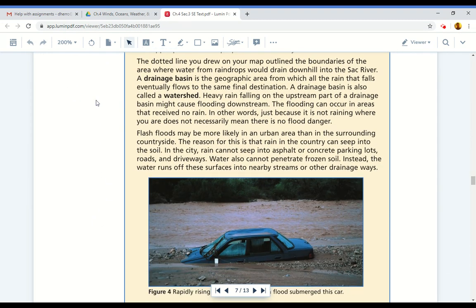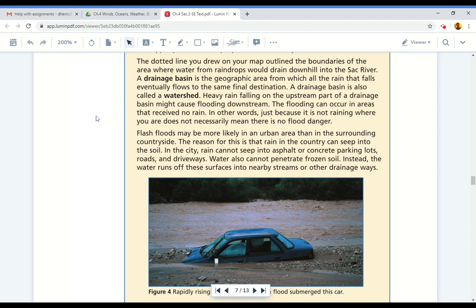The dotted line you drew on your map outlined the boundaries of the area where water from raindrops would drain downhill into the Sauk River. A drainage basin is the geographic area from which all the rain that falls eventually flows to the same final destination. A drainage basin is also called a watershed.